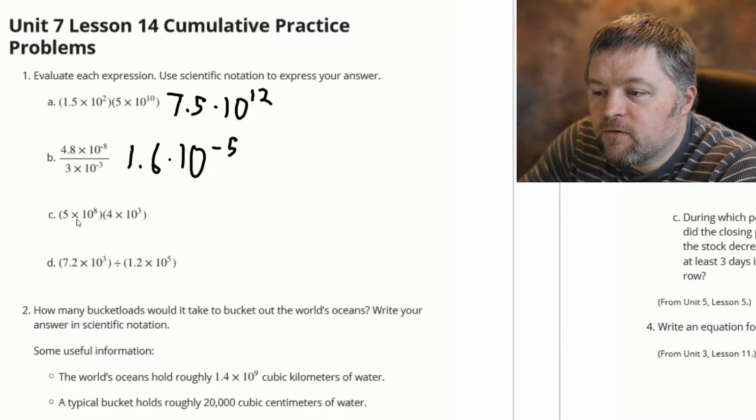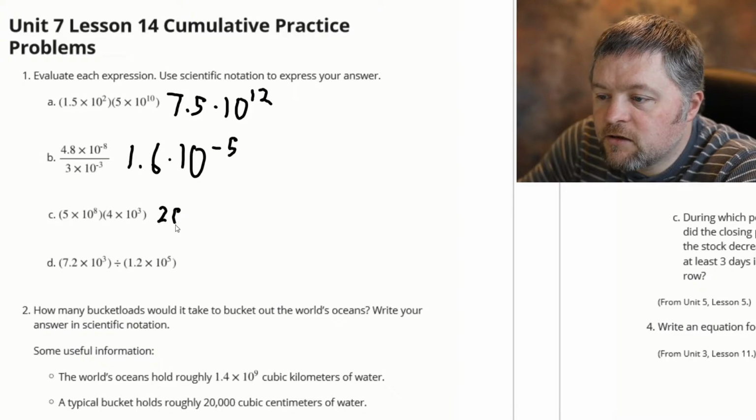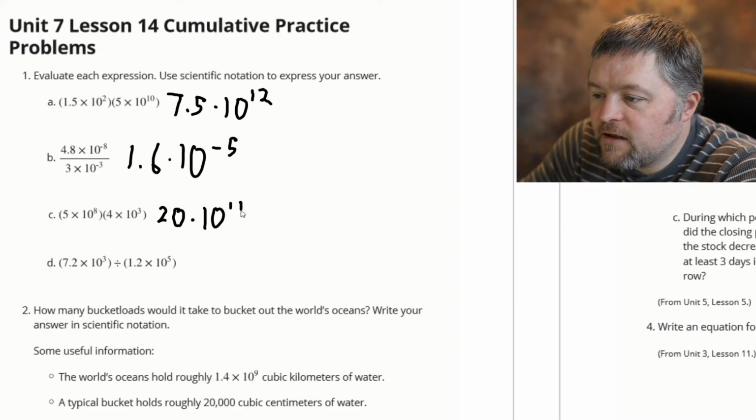Okay, here we are multiplying again. 5 times 4 is 20 times 10. Multiplying, so we add the exponents. 8 plus 3 is 11.